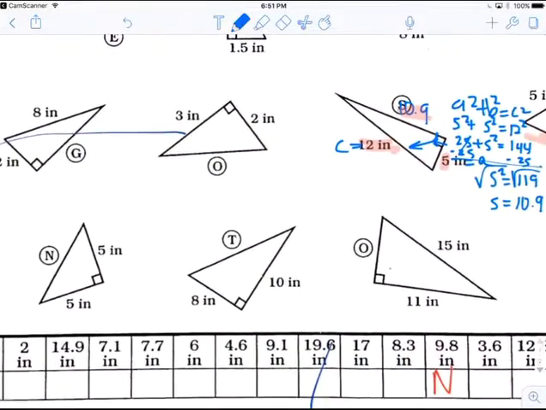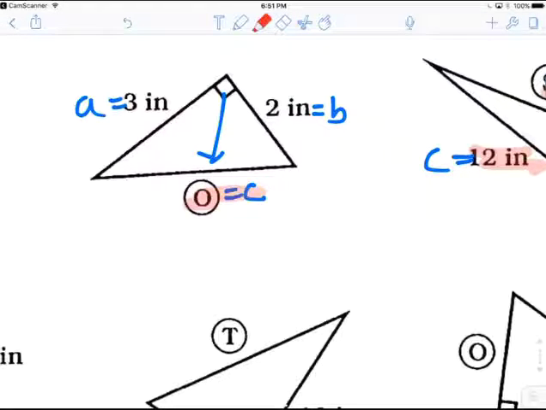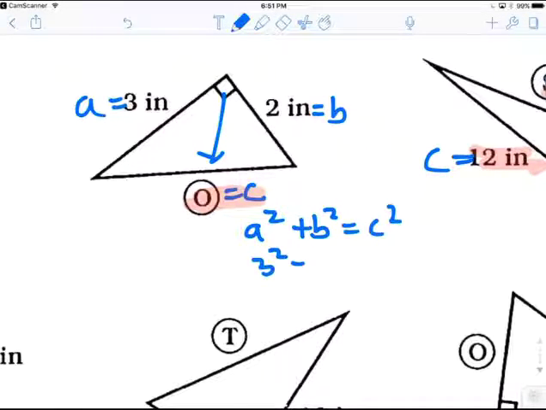So let's look at this one here, one next to it. Well, here is C, and this one is A or B. Always find C first, the most important side, C. Then you do Pythagorean theorem to find the missing length. A squared plus B squared equals C squared. A is 3 squared plus 2 squared equals C squared.